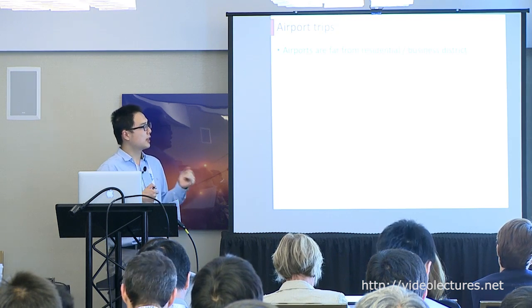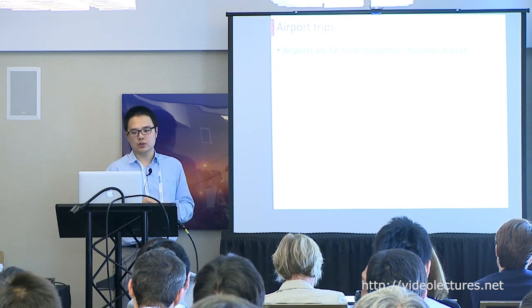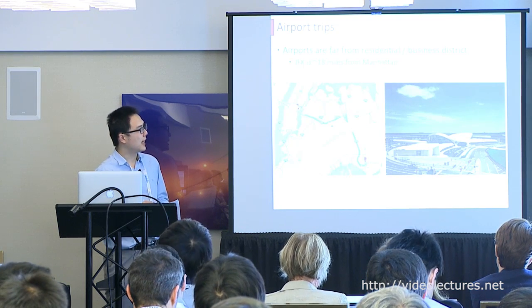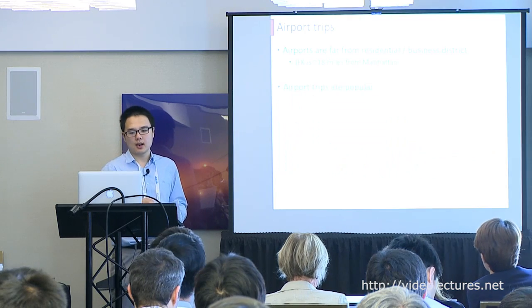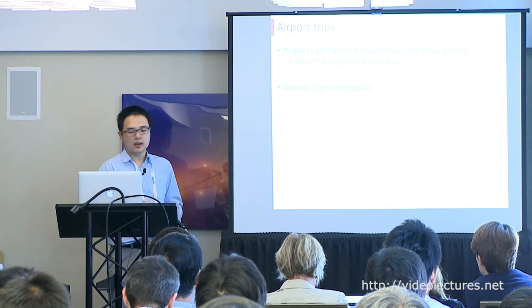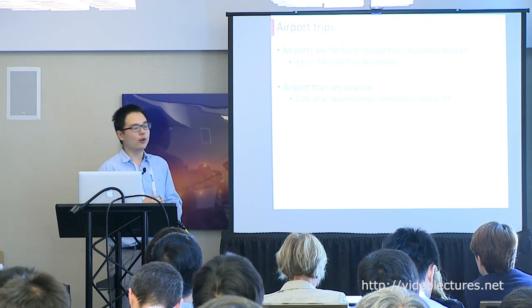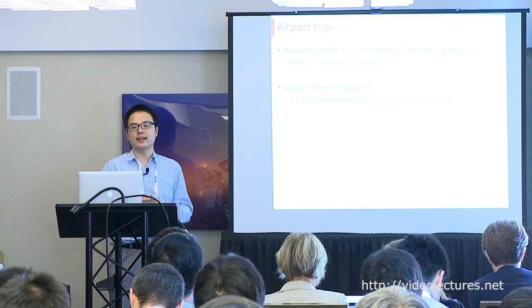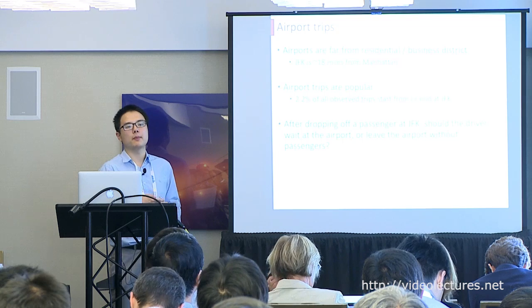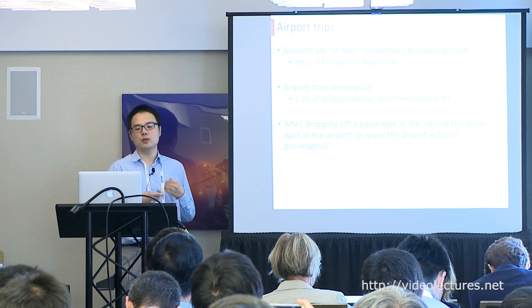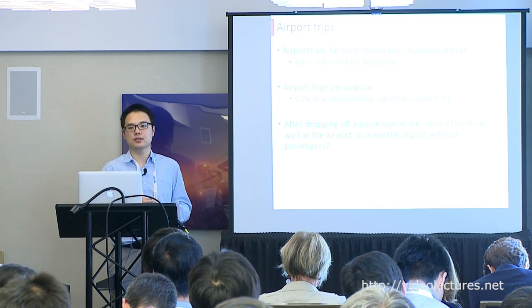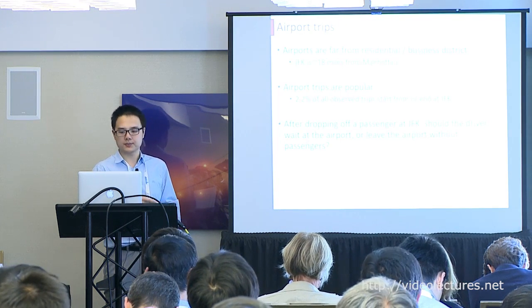Airport trips. As we know, airports are usually far from residential and business districts. For example, JFK Airport is about 18 miles from Manhattan. On the other hand, airport trips are really popular. 2.2% of all observed trips start from or end at JFK. So now, drivers face a choice after they drop off a passenger at JFK. Should they wait at the airport for their next passenger or leave the airport without any passengers? This choice makes a difference.